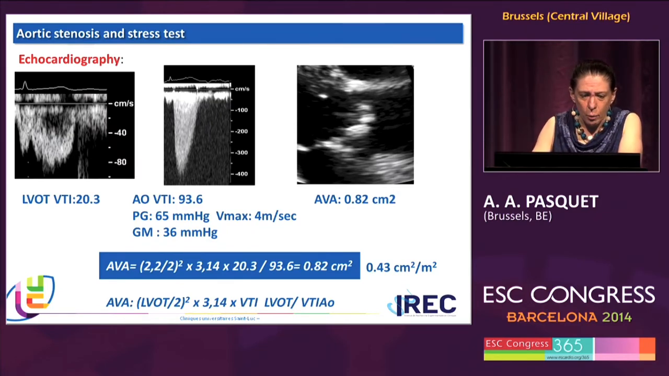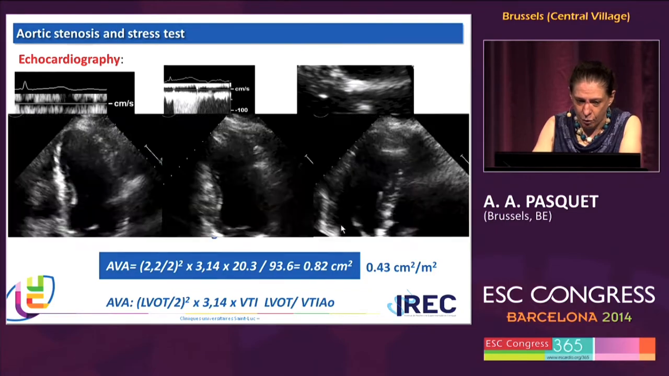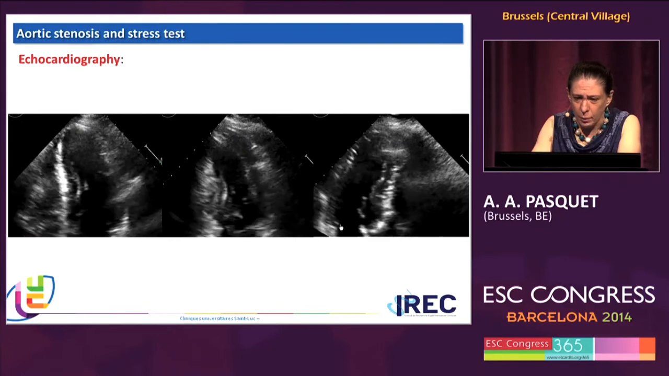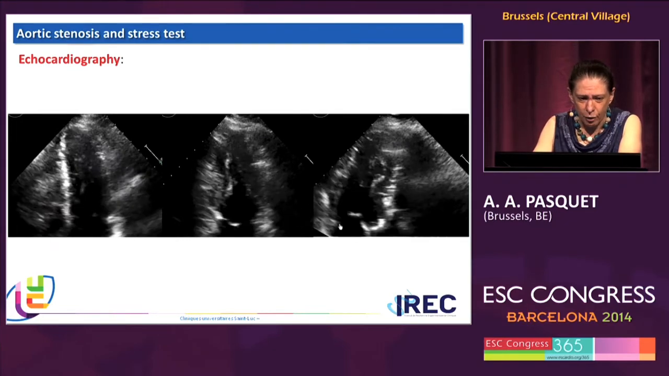This is the result of the measurement, and I can confirm that you have a peak gradient of 65 millimeters of mercury, a mean gradient of 36, and an aortic valve area of 0.82 square centimeters. So we are within the criteria of severe aortic stenosis. Of course, we tried several approaches to measure this gradient, but the maximal gradient was obtained by the apical view. This is the summary of the function, and you will see that this patient had an excellent function.